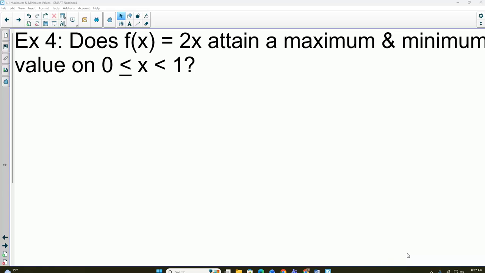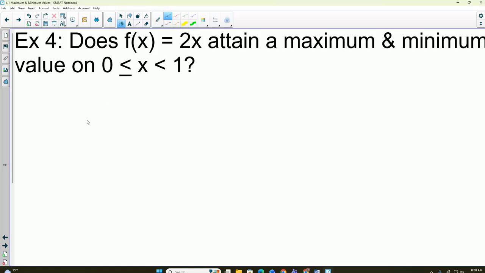And then we tested the critical points and the endpoints to see which one gave us the highest y value and the lowest y value. That strategy only works if we have a function that is continuous on a closed interval. Look at this. What requirement does this not meet? It's not a closed interval.